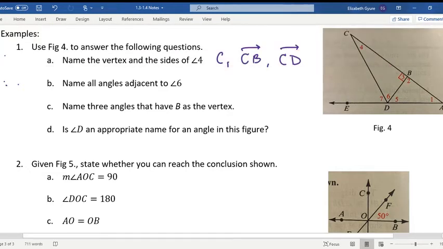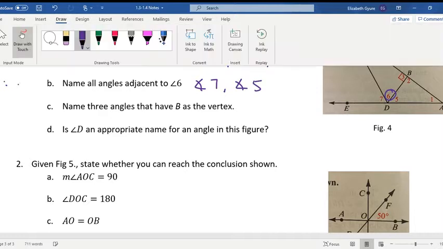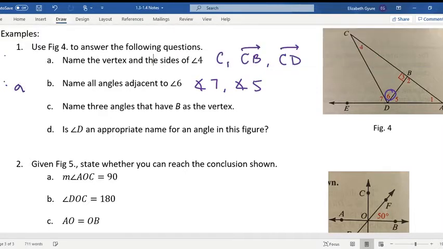Name all angles adjacent to angle 6. Here's angle 6. Remember, angles that are adjacent are going to have a common vertex, and they're not going to share any interior points. So in this situation, that would be angle 7 as well as angle 5. And you could name those with letters if you prefer.